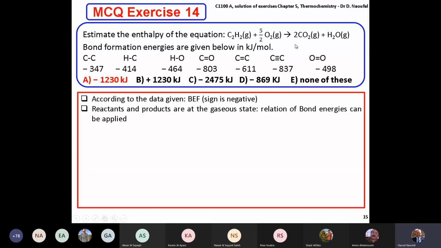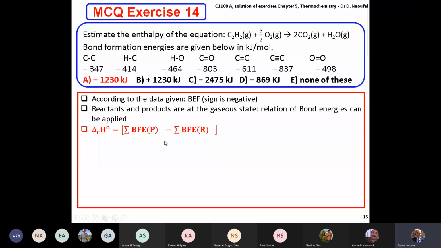We can apply the relation: delta H of the reaction equals bond energies of formation of the products minus bond energies of formation of the reactants. But pay attention, to apply this relation, the reactants and the products should all be in the gas state, and this is our case. So apply directly the relation.